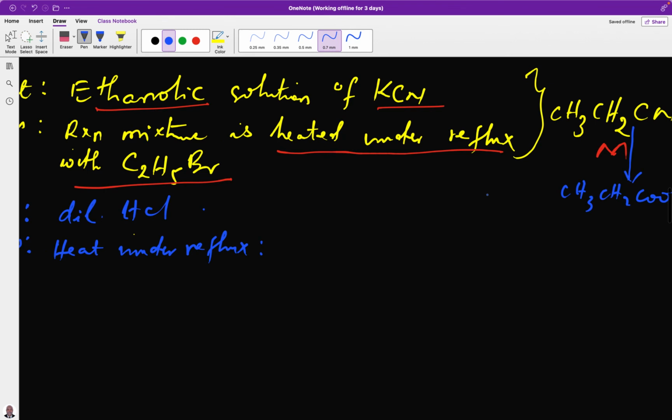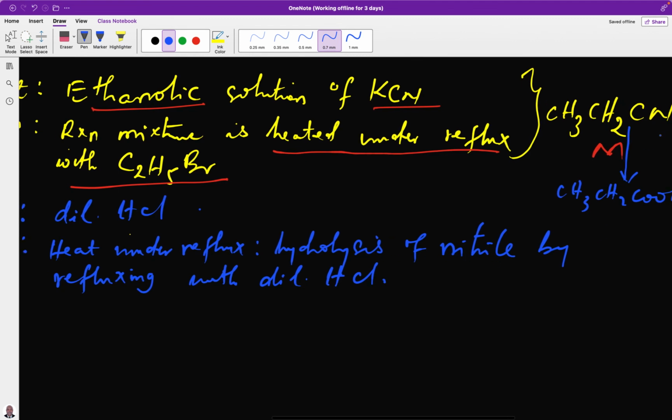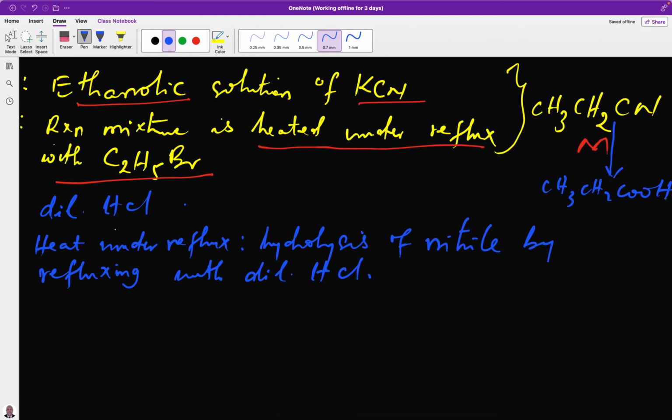So, heat under reflux. Hydrolysis of nitrile by refluxing with dilute hydrochloric acid. So heat under reflux, that is hydrolysis of nitrile. We are hydrolyzing this nitrile, adding water to it to result in this acid. Hydrolysis of the nitrile by refluxing with dilute acid.